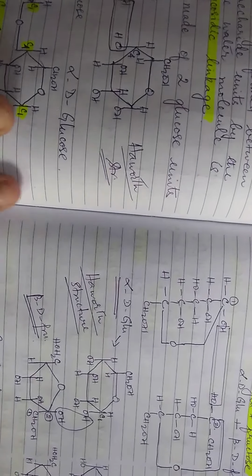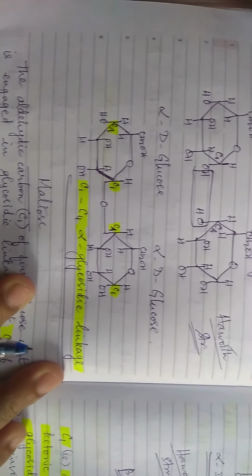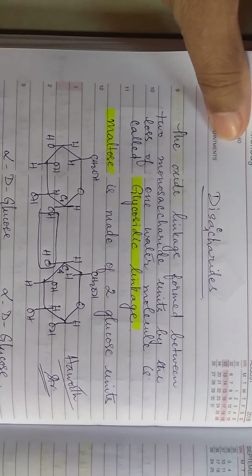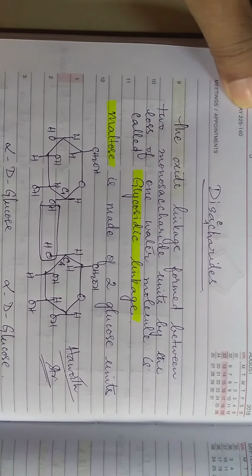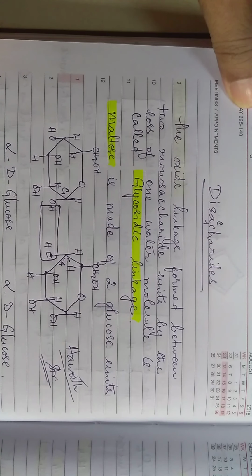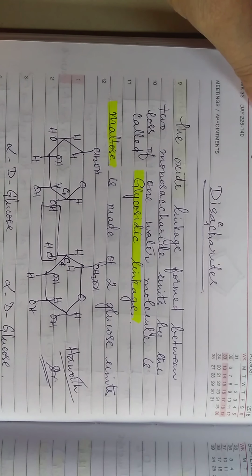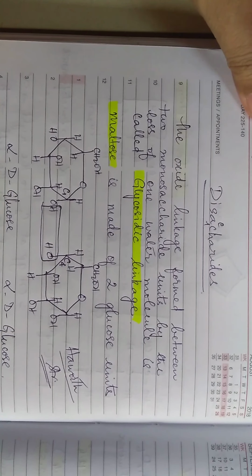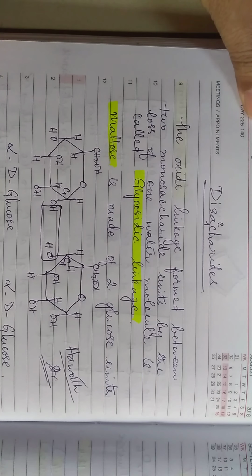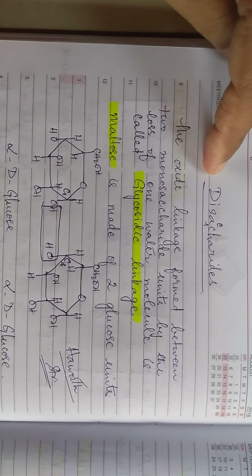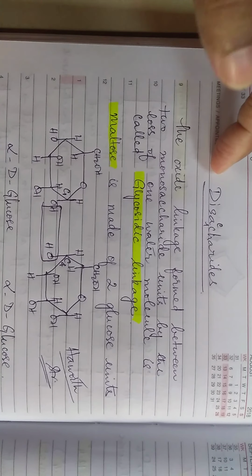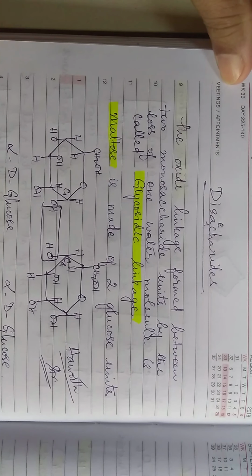They can ask you to draw the anomeric structures, the Haworth structures, of fructose. They can always ask you. Now come to the next category, that is disaccharides. What are disaccharides? Disaccharides are those which on hydrolysis will give you two monosaccharide units. The examples that I gave you were sucrose, lactose, and maltose. They are all disaccharides.